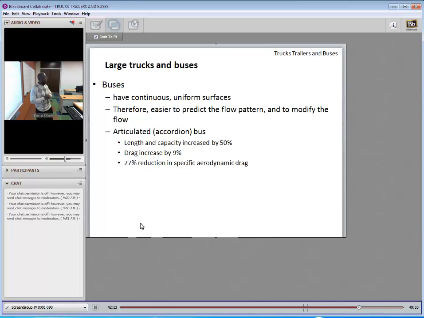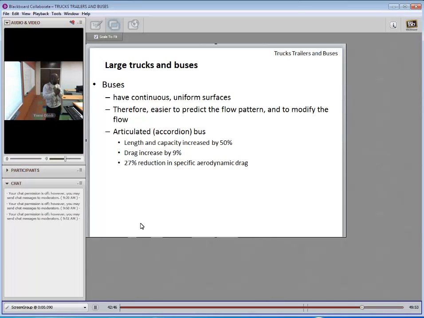Buses have a continuous uniform surface, just straightforward, like a straight panel. It's easier to predict the flow pattern in buses and to modify the flow because it doesn't have the air gap and those other intricacies that you have along the sides, especially the front end of trucks. So it's easier to modify flow there.